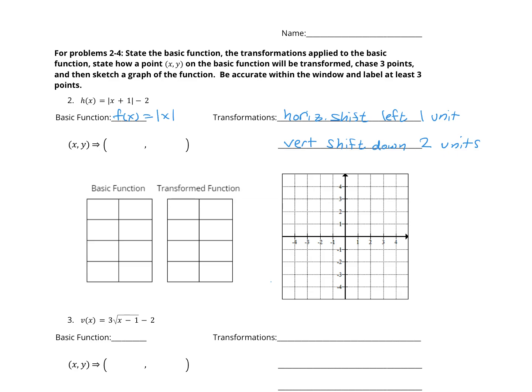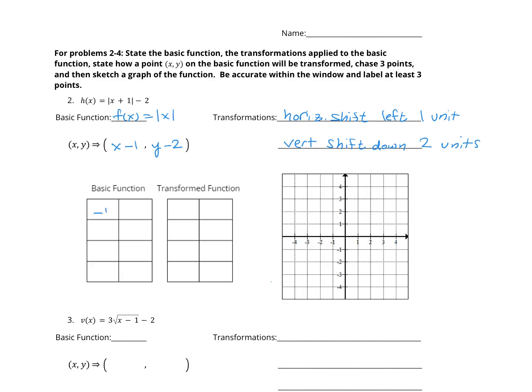The next thing you want to do is fill in your ordered pair. So you'll notice that for the x-coordinate, it's going to be moving left. So we're going to subtract 1 from each of those. And the y-coordinate is going to be moved down 2. So we're subtracting 2 from the y-coordinate.